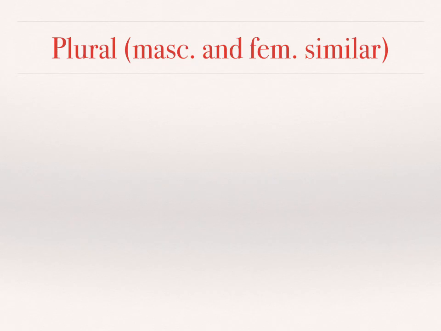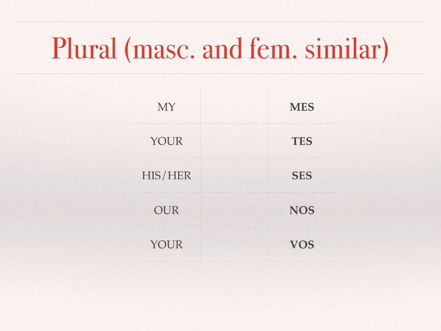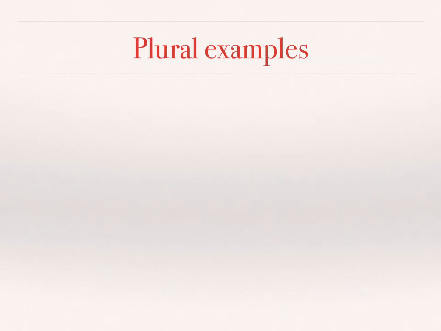Now the plural. So with the plural, the good news is this: if the noun is masculine or feminine, you do not care. It's the same possessive adjectives in the plural for the masculine or the feminine. So my becomes mes when it's plural, your, tes, his or her, ses, our, nos, your, vos, and their, leurs, but this time with an S, because there's more than one. It's a plural. Be careful with the leur. L-E-U-R is the singular. L-E-U-R-S is the plural.